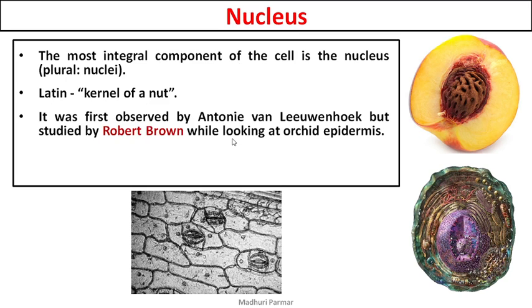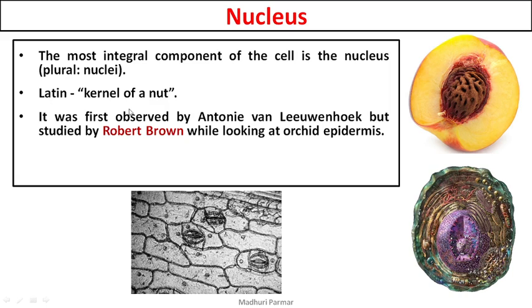It was first studied by Antony van Leeuwenhoek, the same scientist we have studied previously in the history session. He was looking at salmon cells. Salmon is a type of fish. So he was looking at fish cells, and he observed these nuclei. However, he just mentioned it. He did not study it in detail.